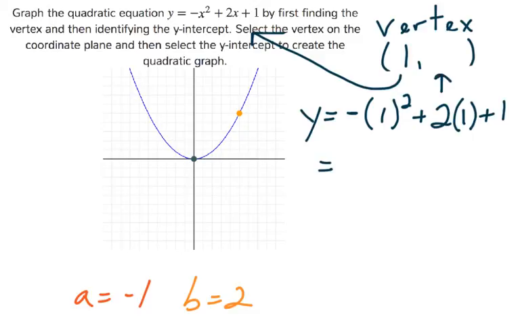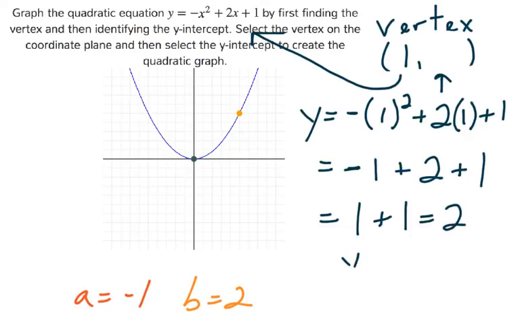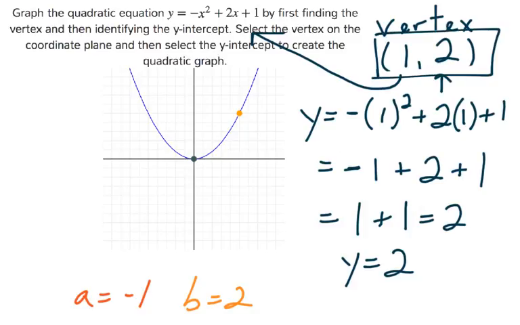Solve that and you'll have your y value. Okay, let's go. So negative 1 squared. 1 squared comes first. Remember your order of operations. 1 squared is first, so I have a negative 1 plus 2 times 1 is just 2, plus 1. Negative 1 plus 2 gives me 1. 1 plus 1 is 2. So y equals 2, or in this case k equals 2, and that's my vertex, 1, 2.